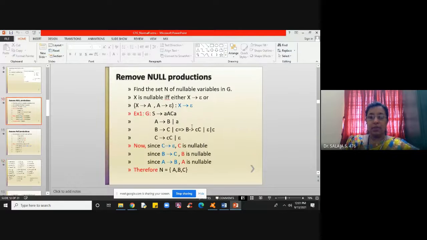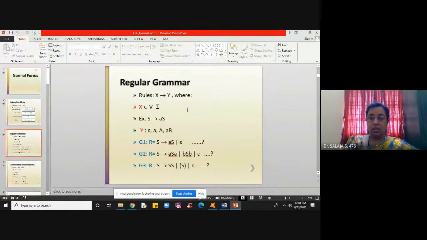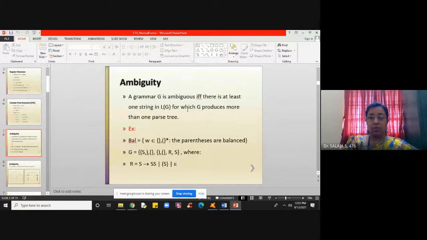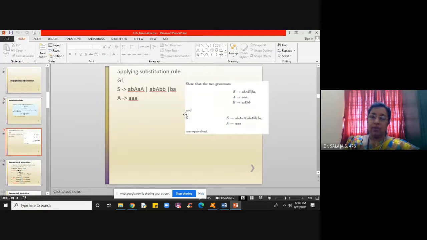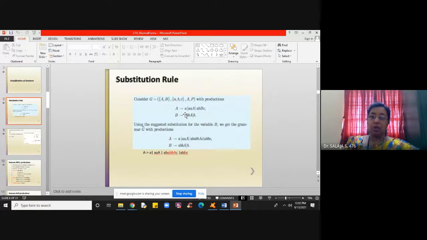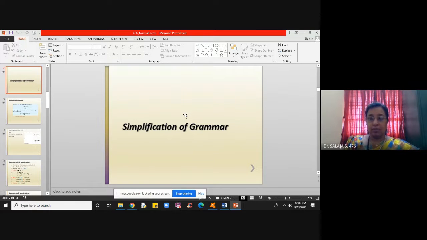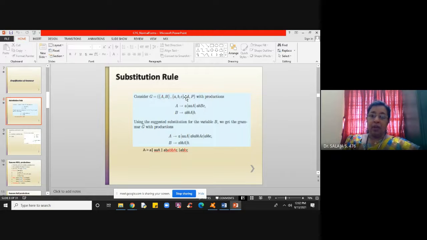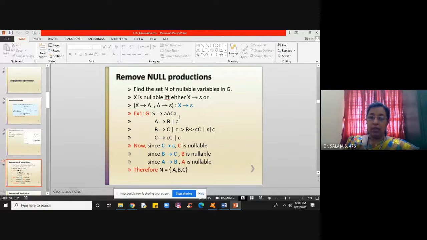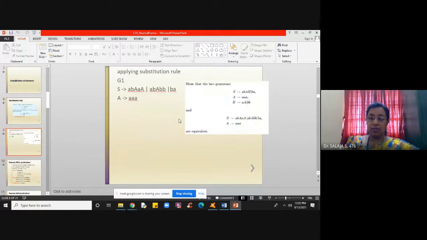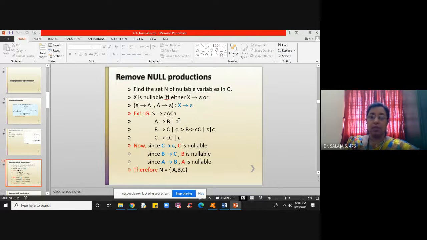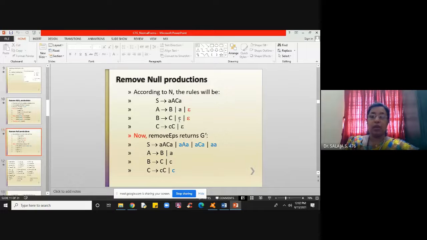Fine. Last class we were discussing the substitution rule. Hope you remember we were talking about the context-free grammar and we quickly had a glance over the ambiguous grammar, and then we went for the substitution rule, which is one of the simplification of the grammar processes. And then we moved on to the null production, where we were discussing how to find whether a variable is a null variable or not. And once you decide on the null variable, we are supposed to remove the null productions. And we were talking about a lot of examples.